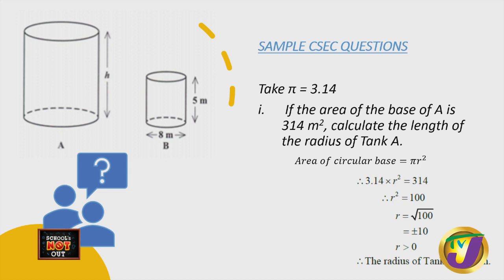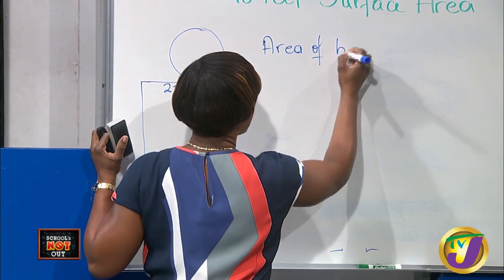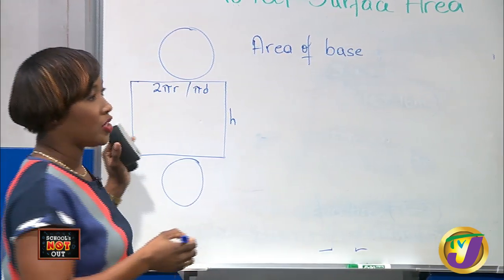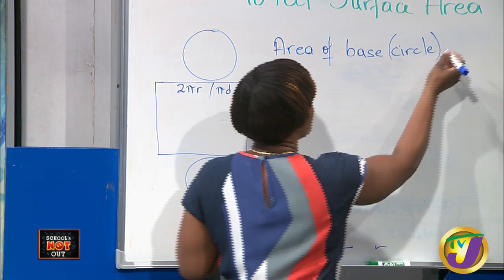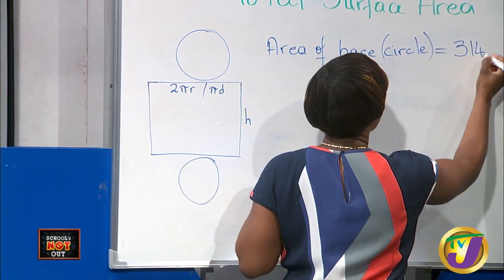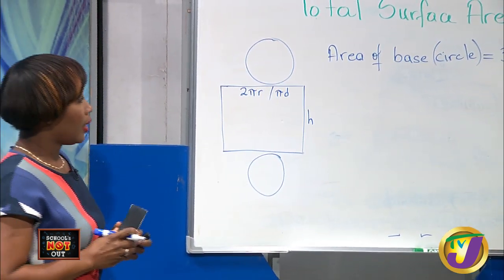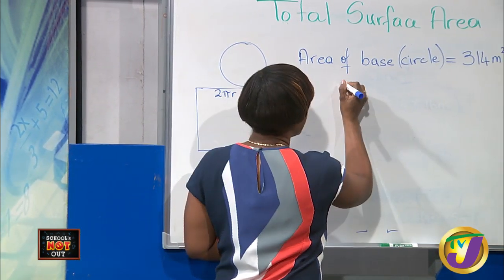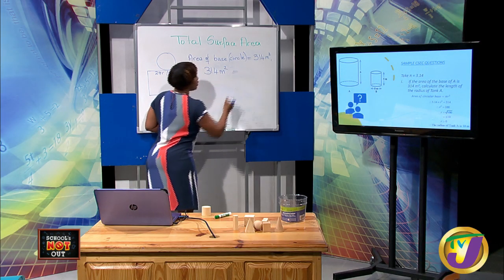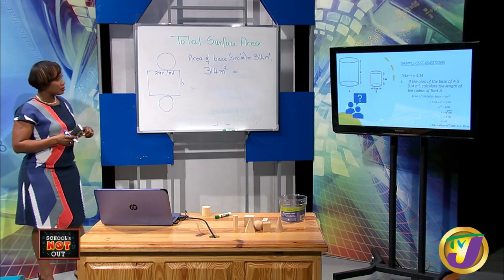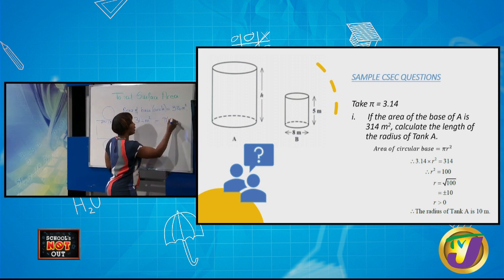So you're told that the area of the base, remember what shape the base is? The base is a circle. We're just going to put it in brackets here. The area of the base is equal to 314 squared meters. Okay, so what is the area of the base? It is 314 squared meters. What is the formula? How do we find the area of the base, of a circle? It is pi r squared.